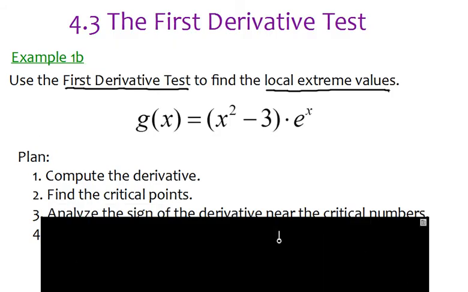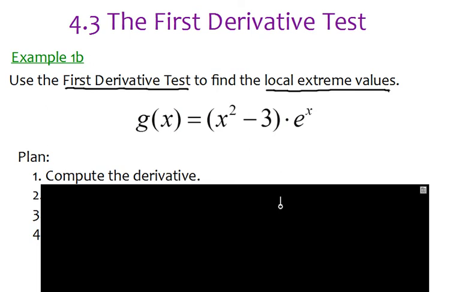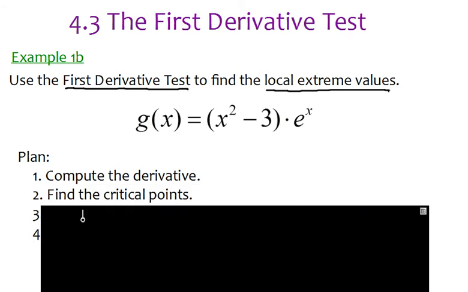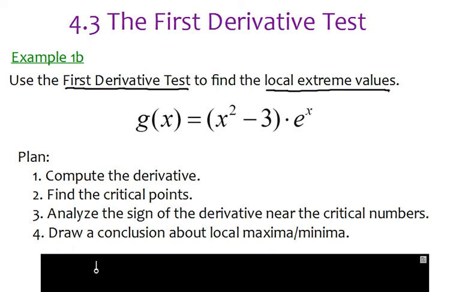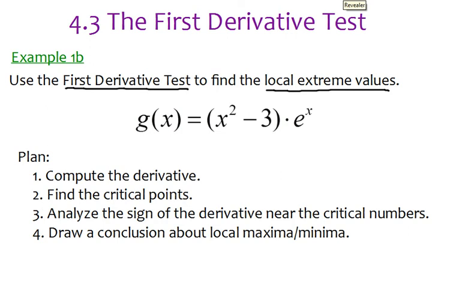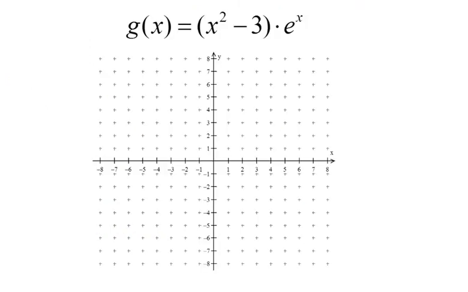And our general plan of attack is to, number one, compute the derivative. In general, what we're looking at in chapter 4 is what are derivatives good for? And one of the things that we can do with derivatives is figure out maxima and minima. So that's what we're doing. Number 2, we'll use the derivative to locate the critical points. Then we'll analyze the sign of the derivative near the critical numbers, which will allow us to draw a conclusion about whether those critical numbers produce a local maximum, a local minimum, or none of those things. Okay, so let's get started.